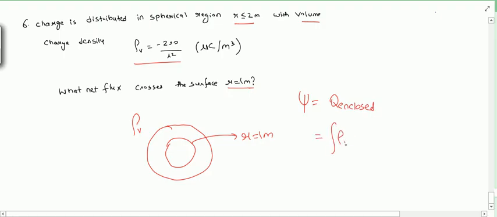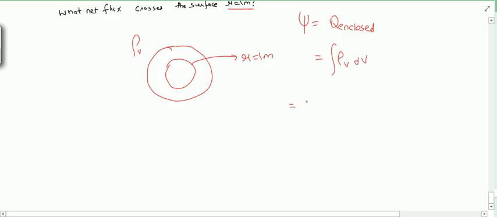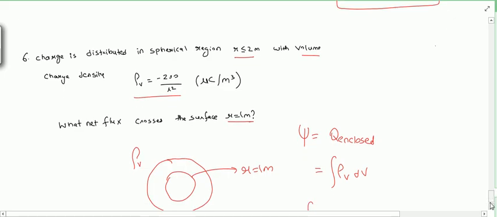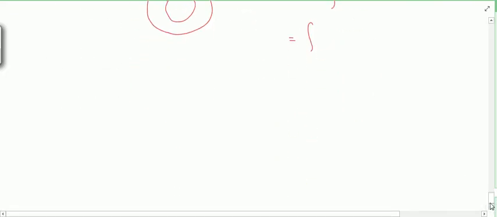So what will be the charge enclosed by it? It will be rho v dv, over the volume of this sphere, and as it is in spherical coordinates, what will be the differential volume? First I will write the rho v value, which was minus 200 by r square, and remember, carefully think of the unit, which is given in microcoulomb. So it is minus 200 by r square, and you have to write dv, which in spherical coordinates is r square sine theta dr d theta d phi, right?